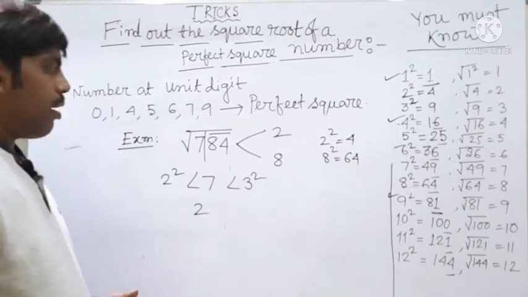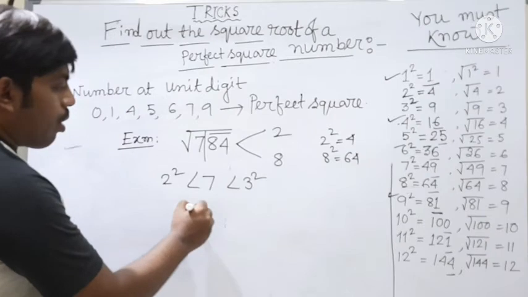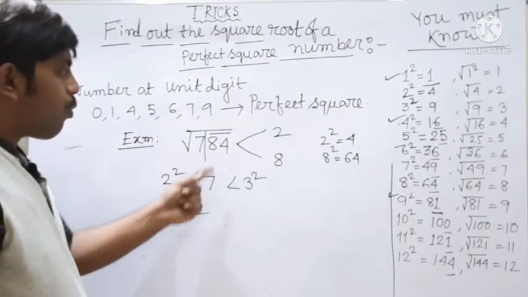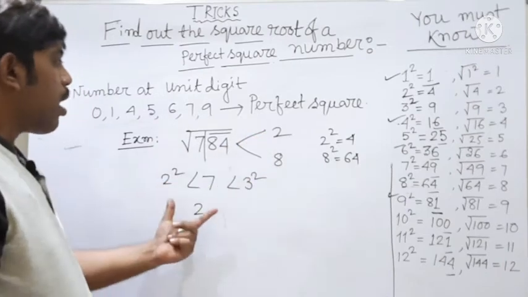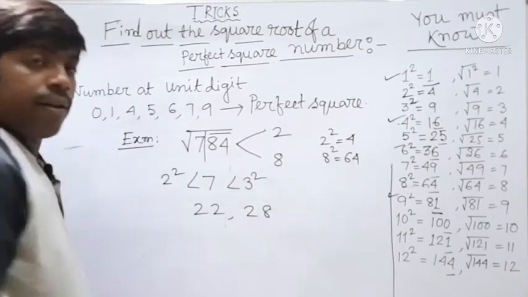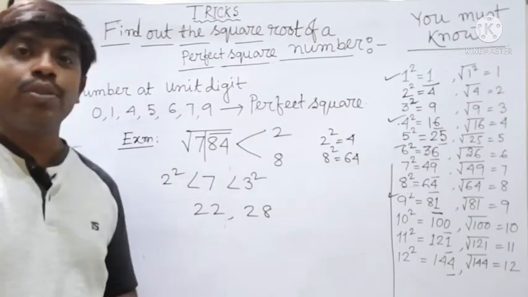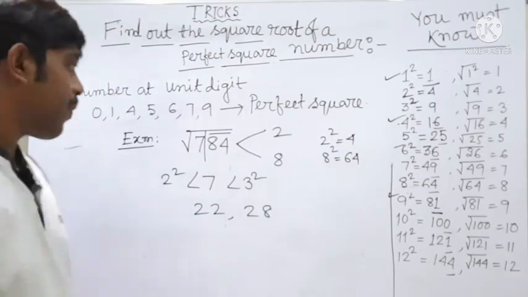Okay, now 2 is, here we get 2 for this 7, and for the one's digit we get 2 or 8. So the square root will be 22 or 28. Now there is a question: which number do we take as the square root? There is a trick. Let's follow.